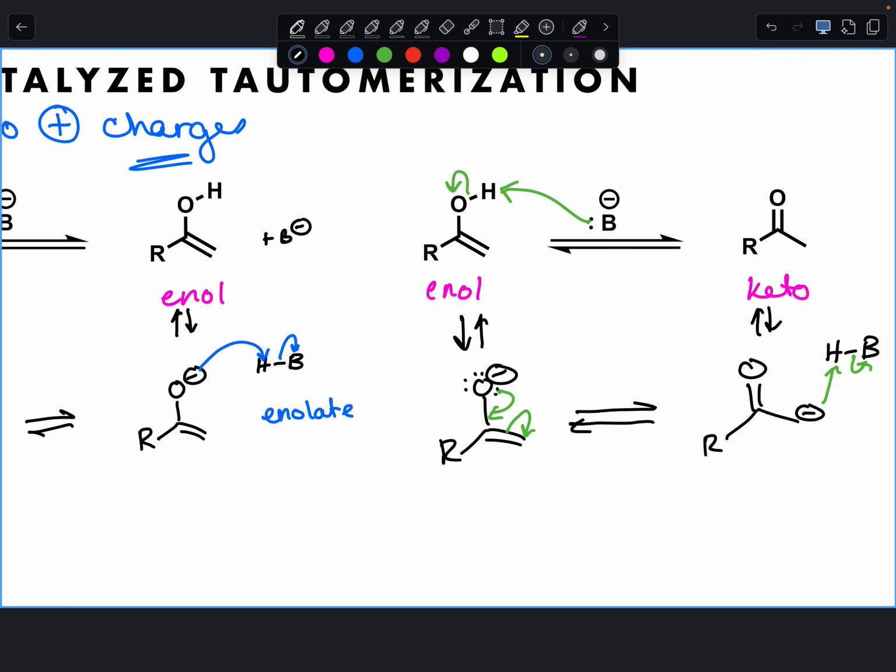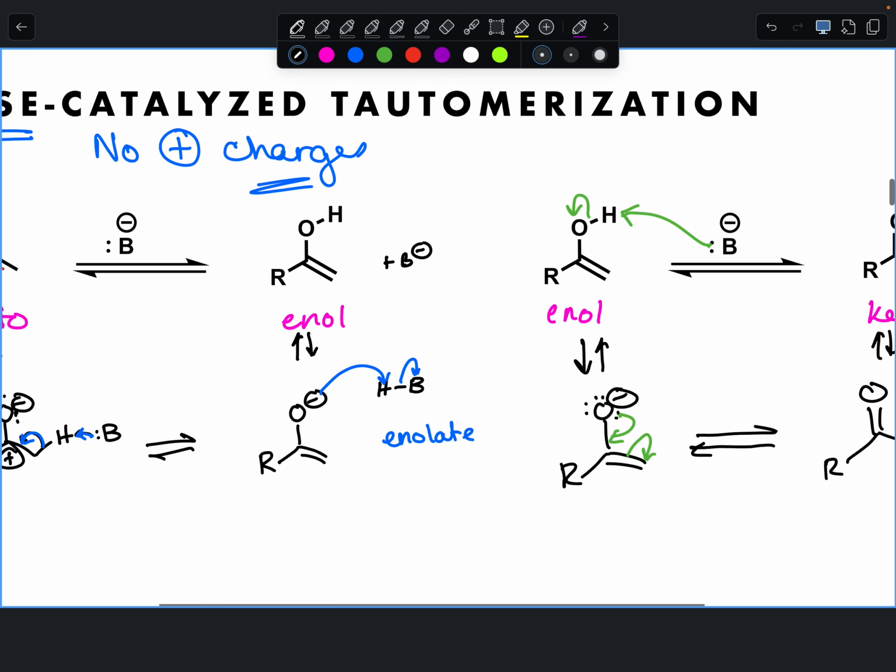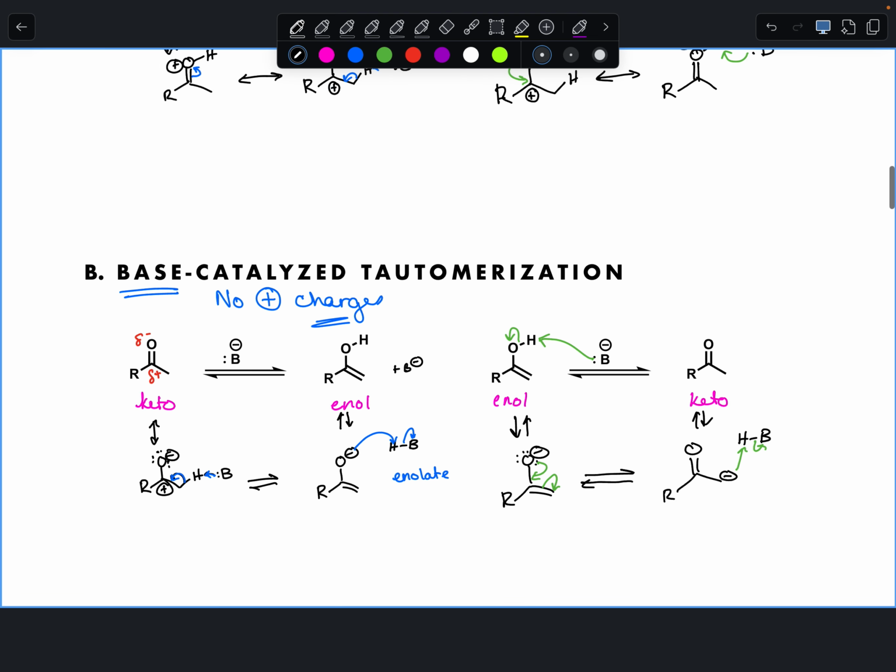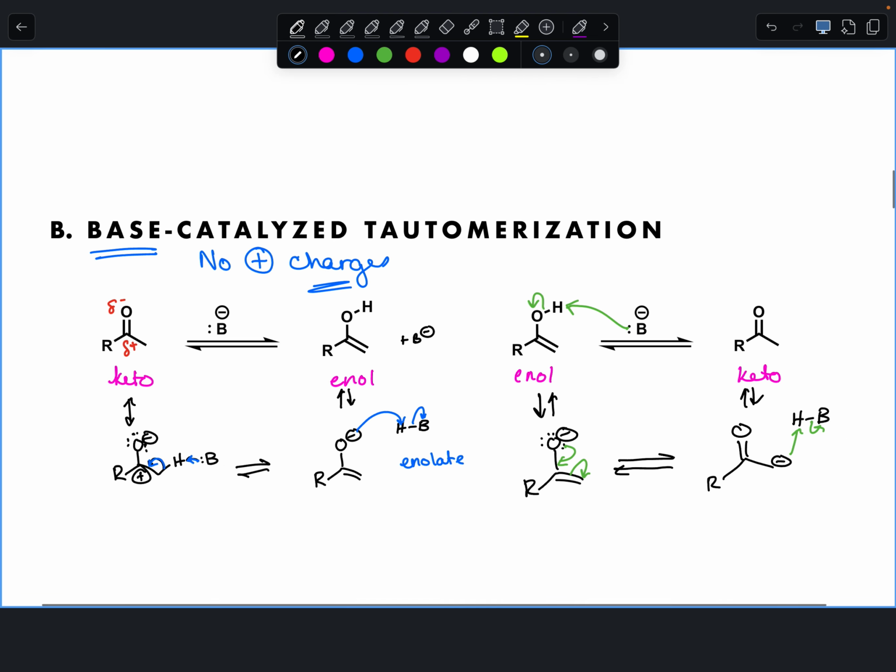Where this equilibrium will fall depends on the base you use. Where the equilibrium falls, meaning does it favor the right or does it favor the left, depends on the base used.